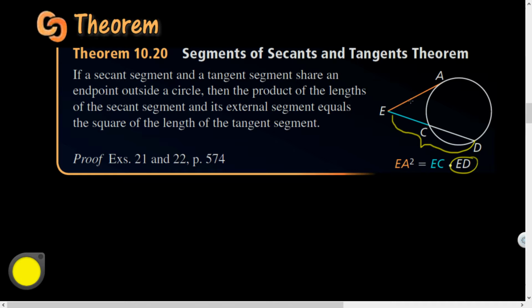So notice, in this case, you could view EA as being the external segment of a secant, and EA is also the entire secant segment, but oh, the secant segment happens to have a 0 length for its internal part. Right, and EA times EA is EA squared.